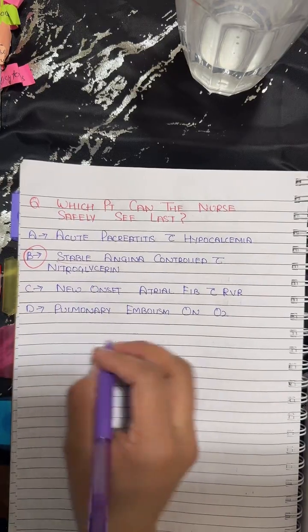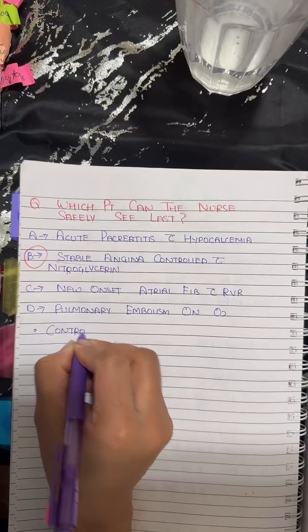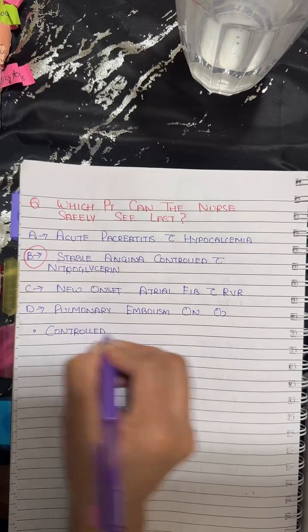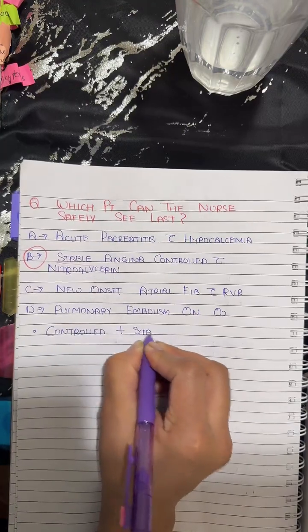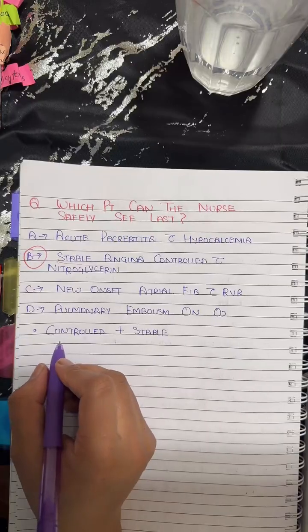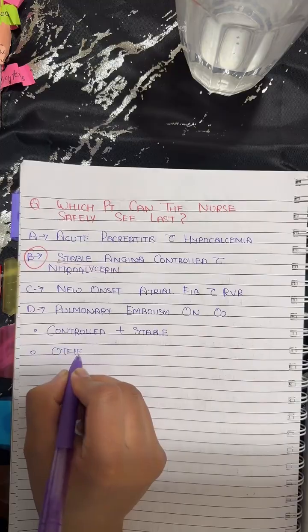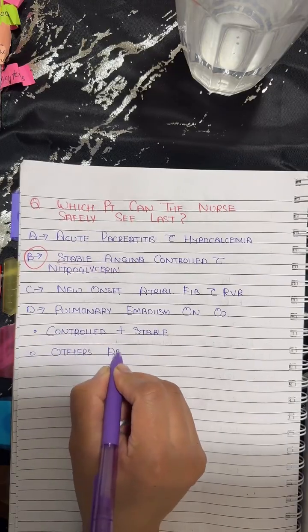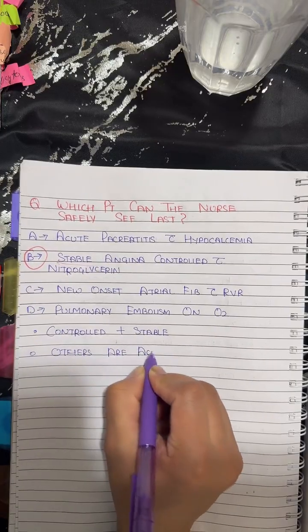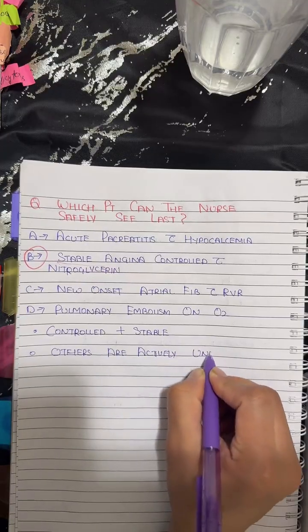Okay, so why? Controlled plus stable. Keep tapping, please. So, others are actively unstable.